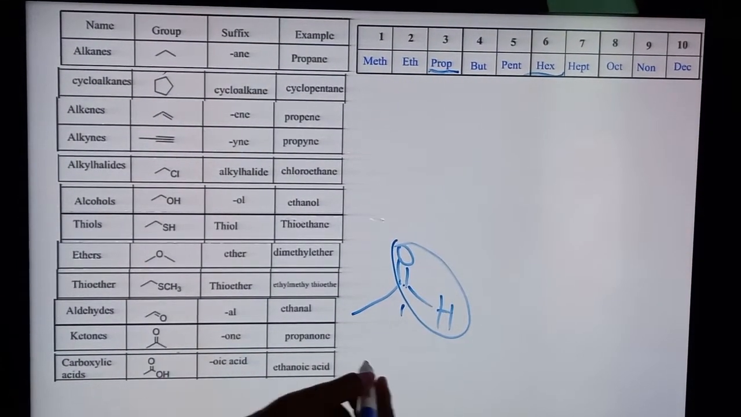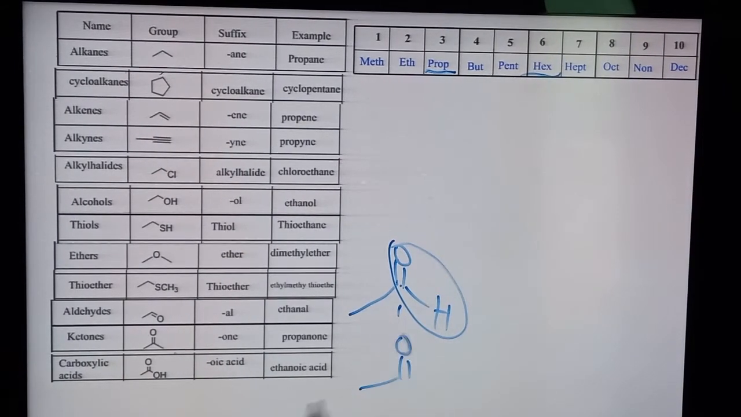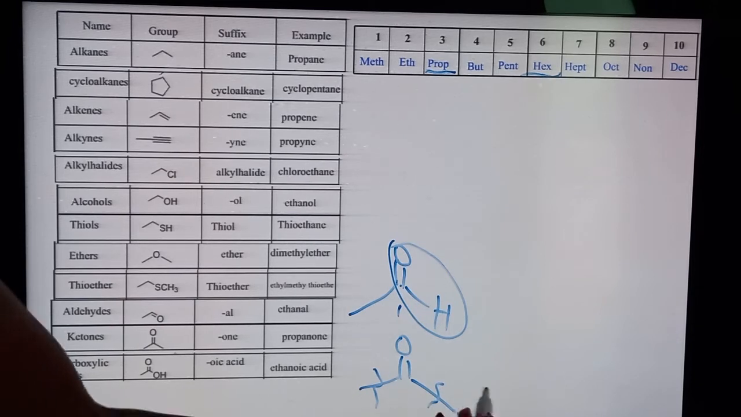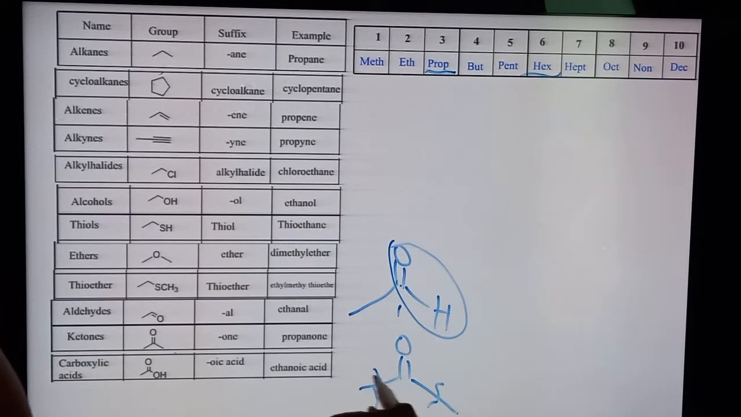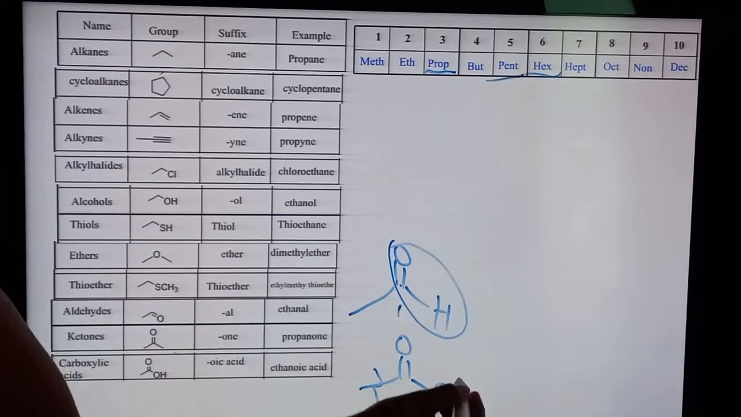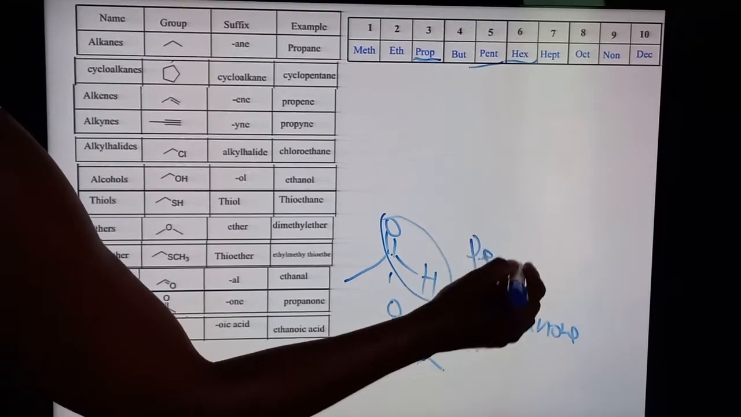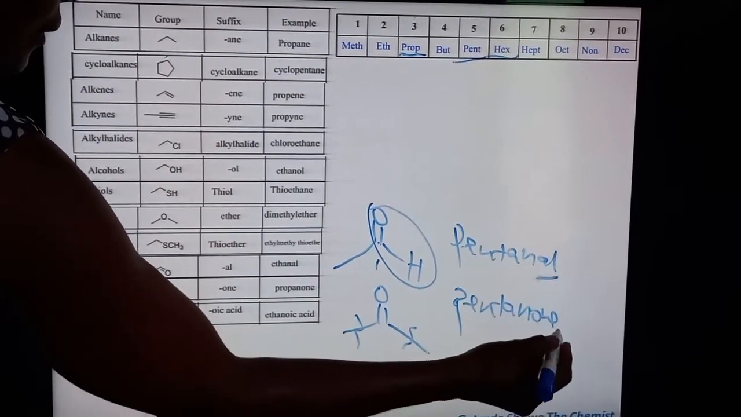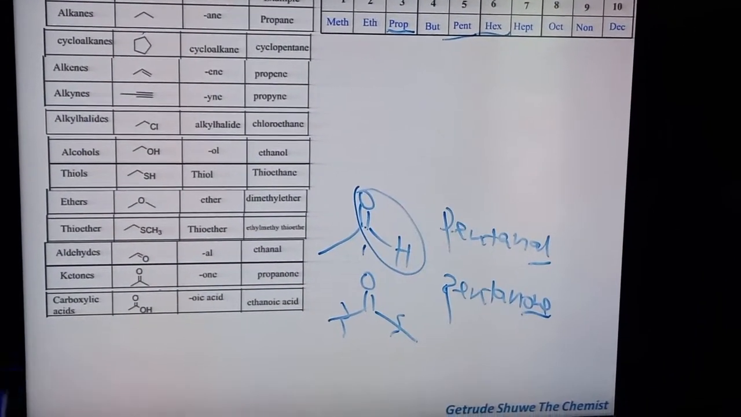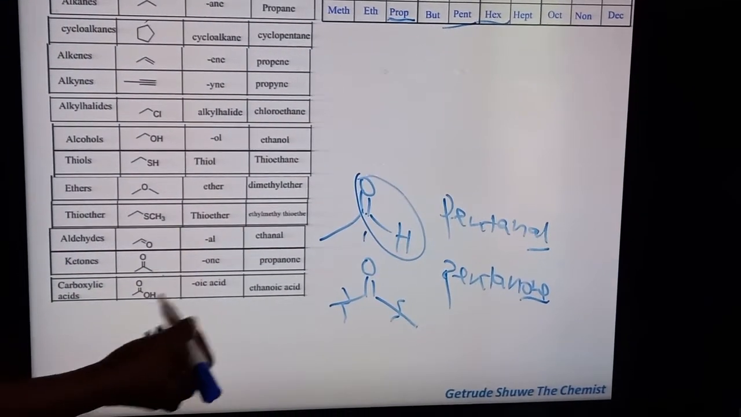Ketones, on the other hand, still have the same carbon double bond O, but they're internal. They're inside the chain. They can never be external. So when you name, for example, a compound with 5 carbon atoms, pent, this is called pentanone, while if it was an aldehyde, it's called pentanal. Aldehyde, ketone.